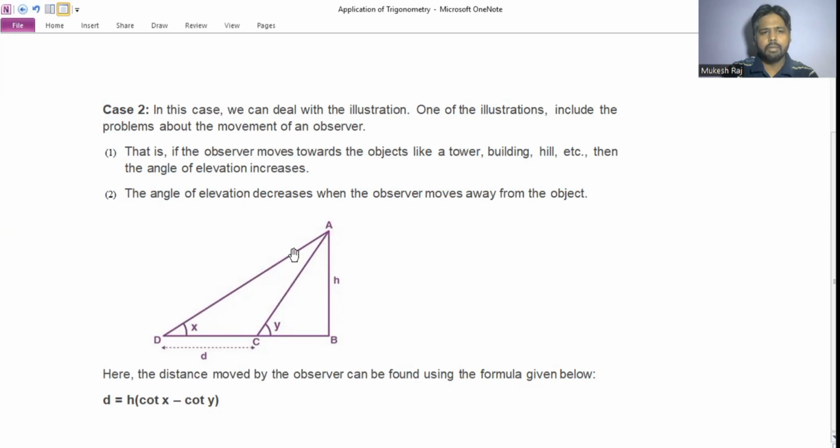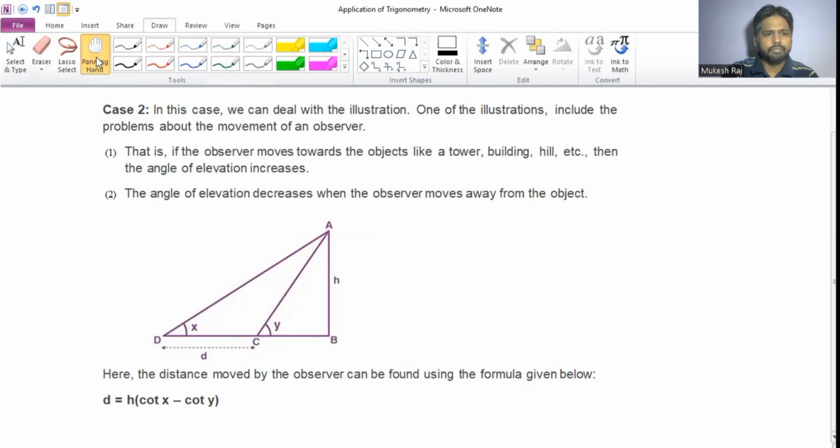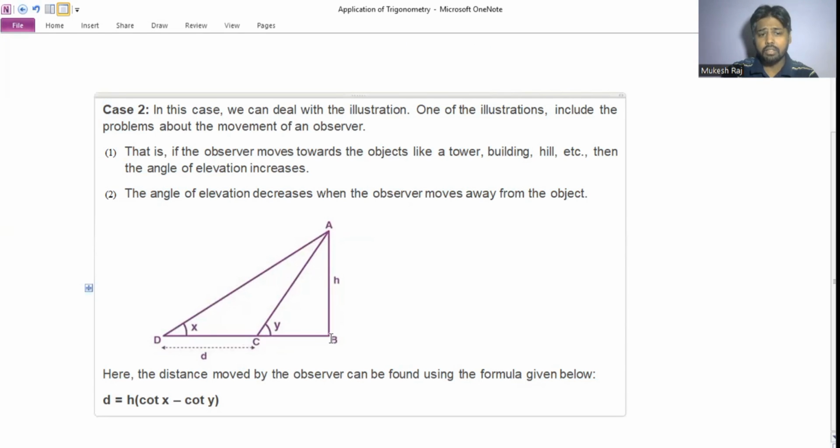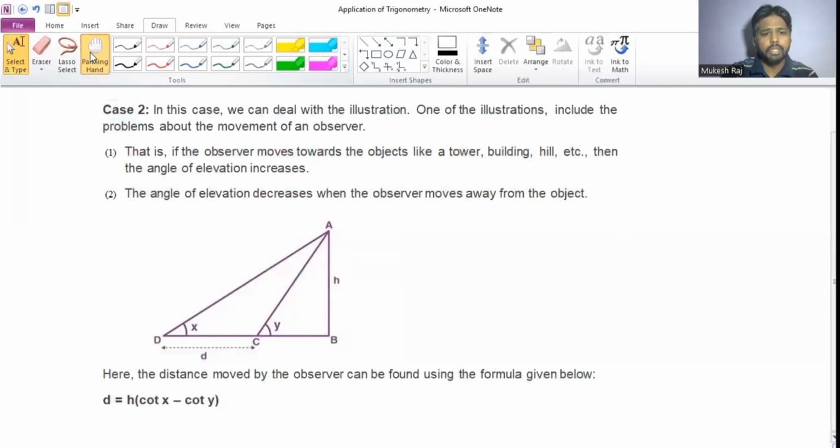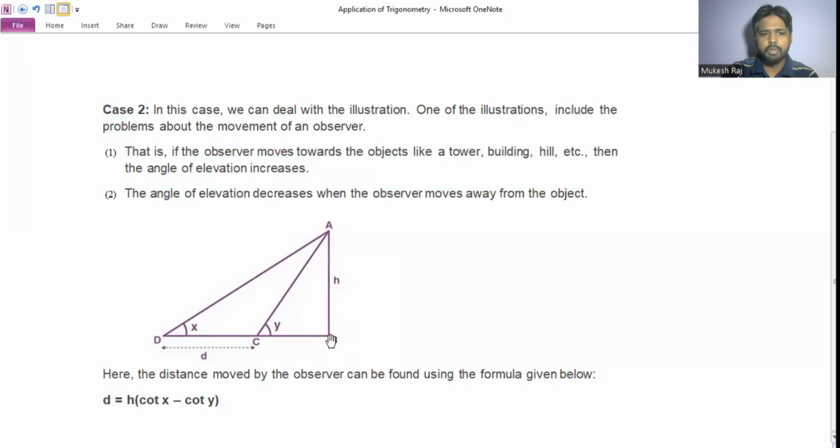As you can see in the diagram, there are points A, B, C and D. ABC forms a right angle triangle, and similarly the triangle ABD is also a right angle triangle. The right angle is formed at vertex B, whereas the angles of elevation are y degrees and x degrees at points C and D respectively, which are some distance apart from the tower, which is AB.